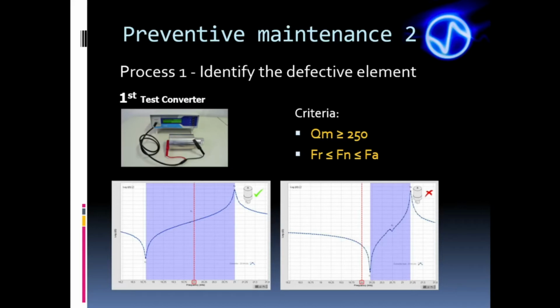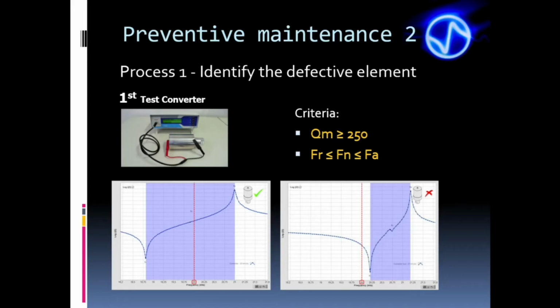Be aware that these criteria are basic. If they are not met, the converter certainly will not work well. However, they may not be enough. Meeting these criteria is a necessary but not sufficient condition. We must follow the manufacturer's criteria when available.